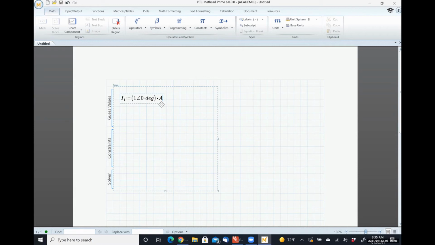The reason why I do implicit multiplication like this is because sometimes MathCAD will interpret things in parentheses as a function of something else operating on it. And I want to make sure that that isn't happening. So in order to do that, I have to actually multiply every time I do this. So there's I1, I2 will set up in the same way. 1 angle 0 degrees amps. All right, so for our constraint equations, we are just going to have those two equations that we wrote.